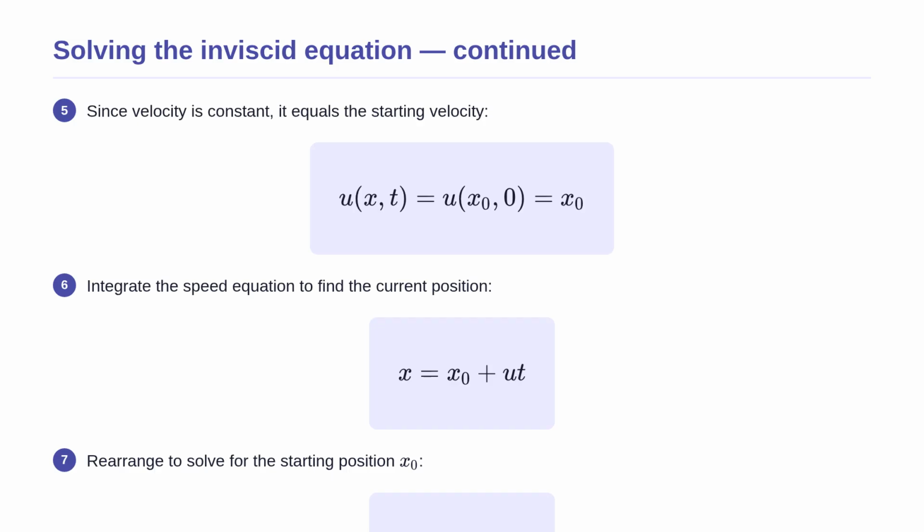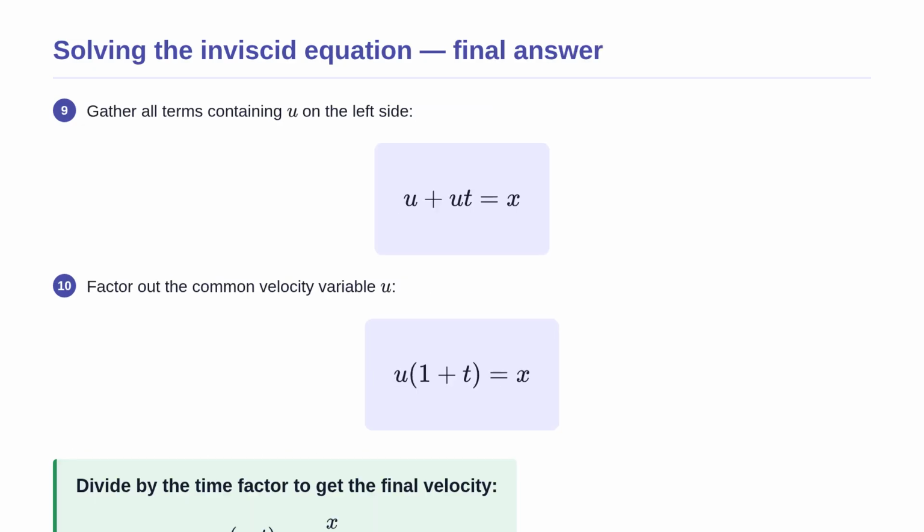Next, we calculate where the curve actually goes by integrating our speed equation. The current position is equal to the starting position plus the distance traveled, which is the constant speed multiplied by time. We then rearrange this to solve for the starting position, allowing us to link the past to the present. Finally, we substitute this starting position back into our velocity equation. Now we are ready to find our final answer.